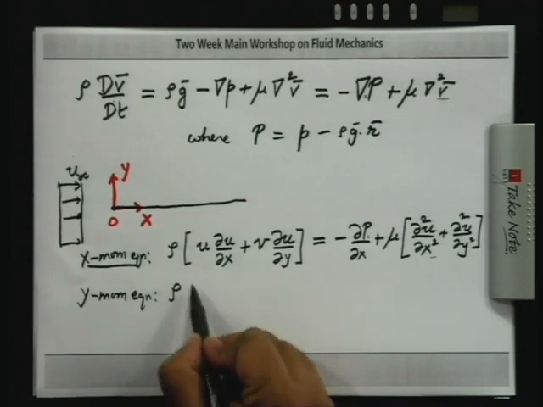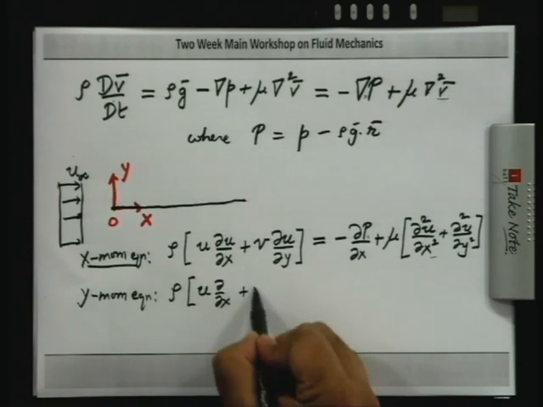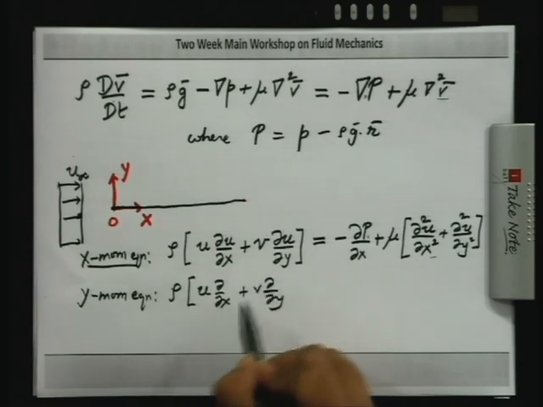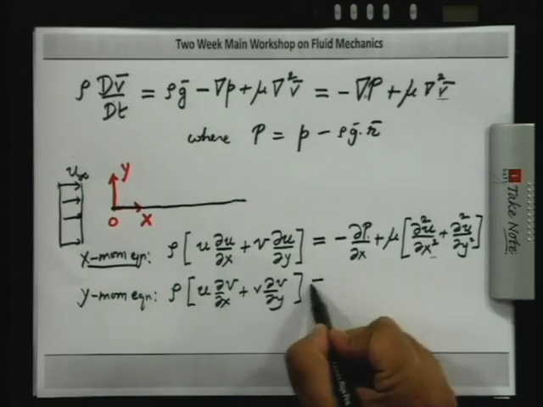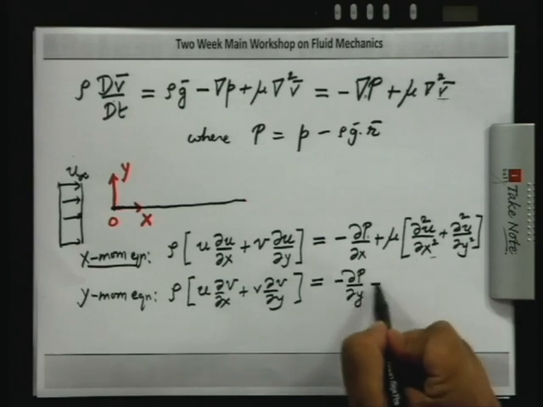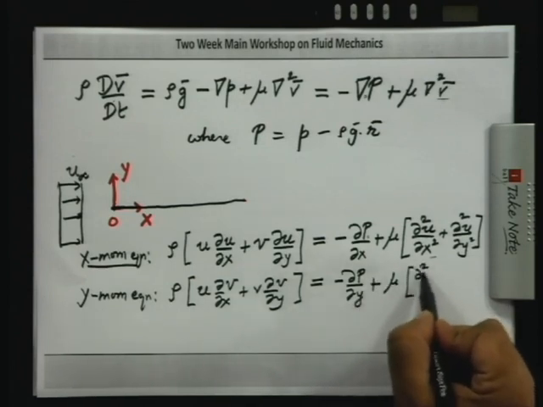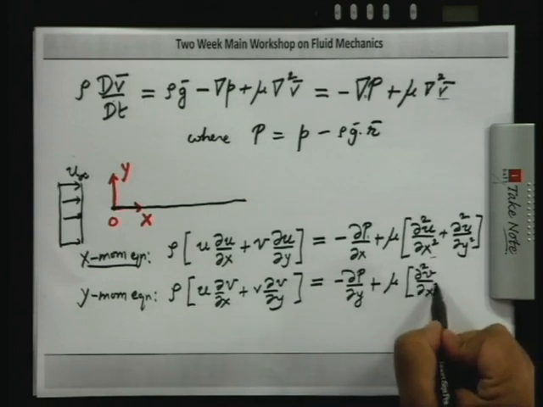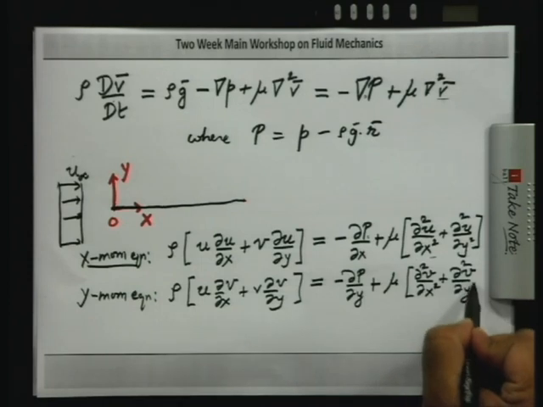So, you are going to have rho times this operator u del x plus v del y. This is a v dot grad operator now acting on v, equal to minus del p del y plus mu times (del 2 v del x squared plus del 2 v del y squared).